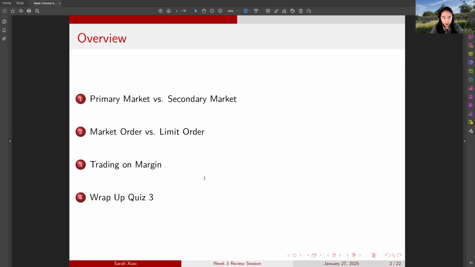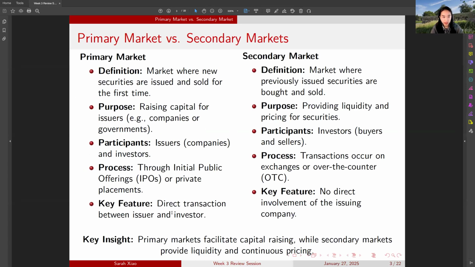The first pair of concepts I want to cover is primary market versus secondary markets. The primary markets are the markets where new securities are issued and sold for the first time, whereas the secondary markets are the markets where previously issued securities are bought and sold. The purpose of the primary market is raising capital for issuers, such as companies or government. However, the secondary markets provide liquidity to the investors, and they price the securities.